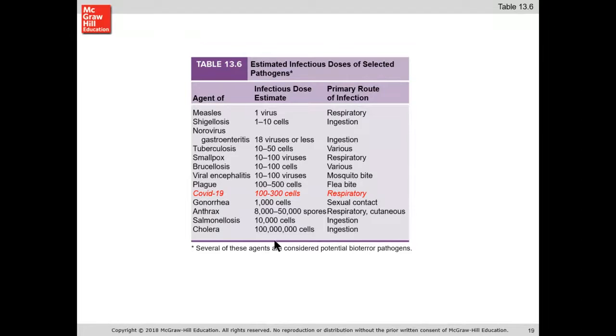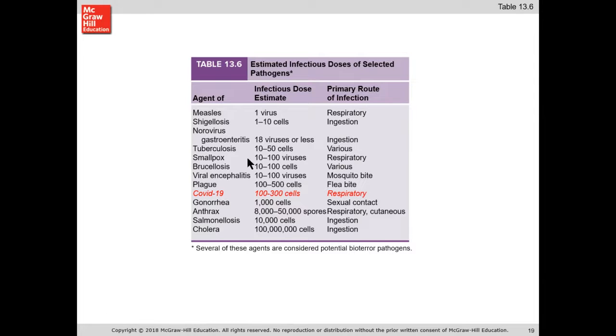COVID-19, I've seen some different numbers on that one, but somewhere in the hundreds. So it's pretty contagious by that standard. Okay, so it's not a whole lot of, I'm sorry, that should say viruses, not cells. Sorry, my typo there.